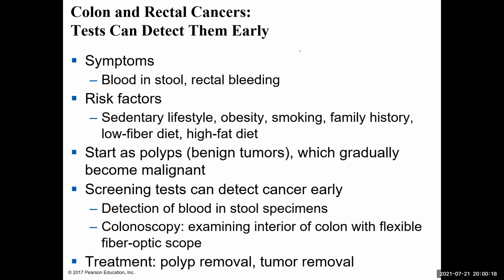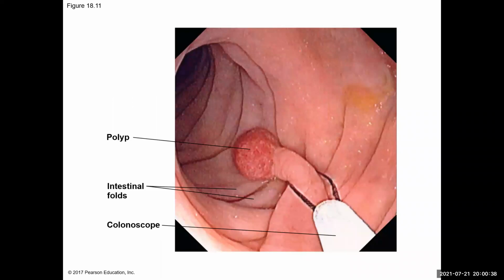But there are colonoscopy exams that doctors can do to examine the colon with a flexible scope to look for polyps and tumors, and hopefully catch them early enough to where they can remove those polyps and tumors before they become cancerous or metastasize. So here's an example of a colon scope where it's going up into the colon and examining a polyp that is on the fold of the intestine there, or the colon.